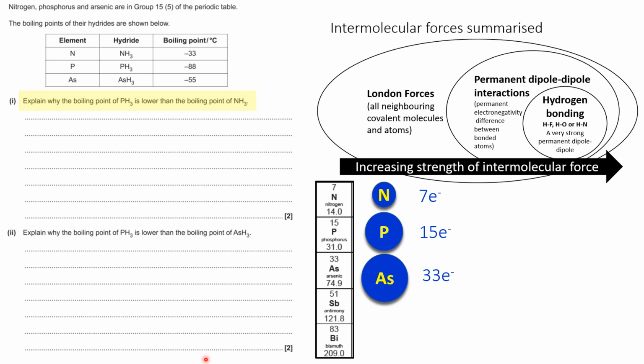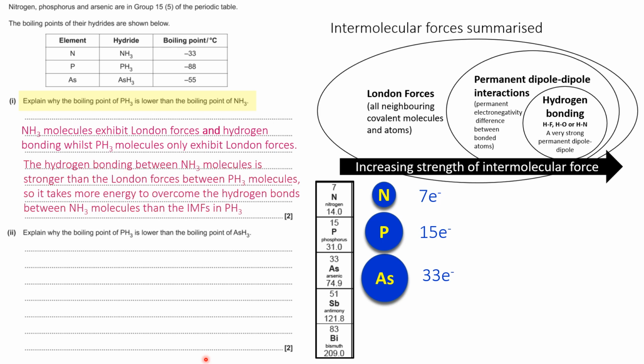Explain why the boiling point of PH3 is lower than the boiling point of NH3. Well, NH3 will exhibit hydrogen bonding, whilst PH3 will not. So the hydrogen bonding between NH3 molecules is stronger than the London force between PH3 molecules. So it takes more energy to overcome the hydrogen bonds between ammonia molecules than the intermolecular forces present in PH3.